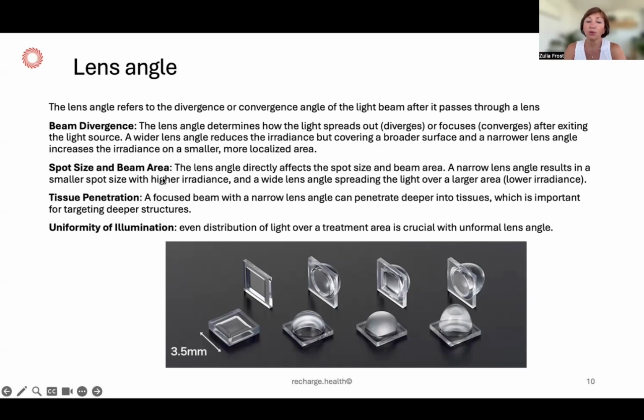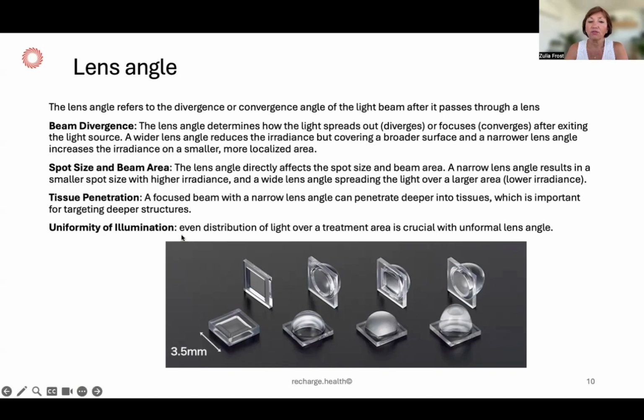Spot size and the beam's area. Also, lens angle directly affects the spot size of the beam area. A narrow lens angle results in a smaller spot size with high irradiance, and a wide lens spreads light over a larger area, with low irradiance. Tissue penetration also will be affected. A focused beam with a narrow lens angle can penetrate deeper in the tissue. So it's important to get to deeper structures.